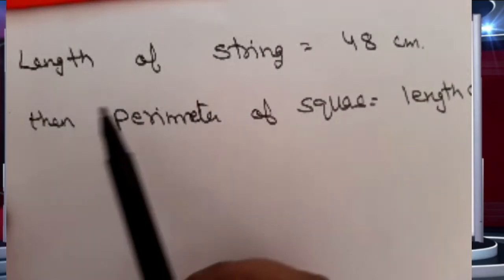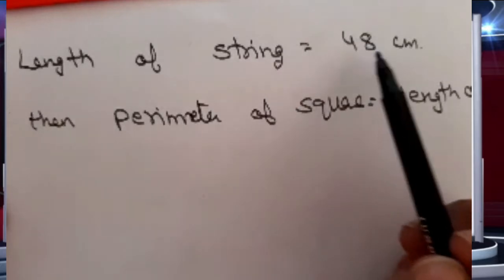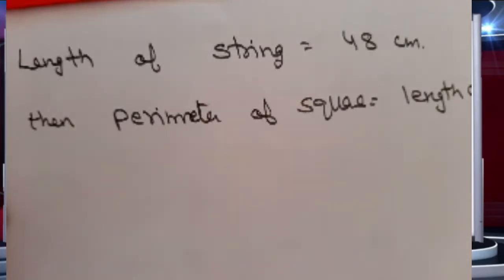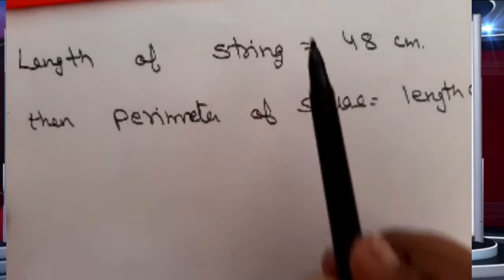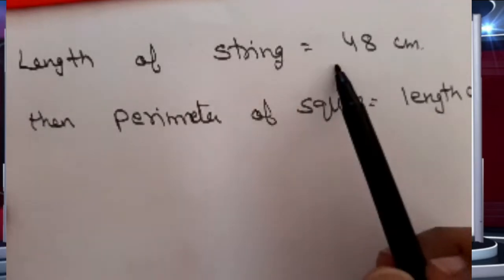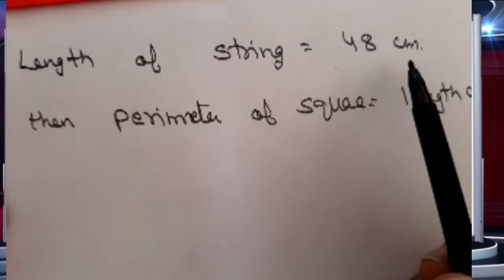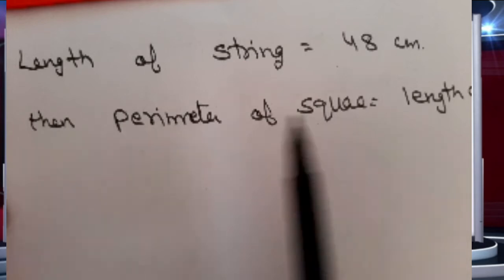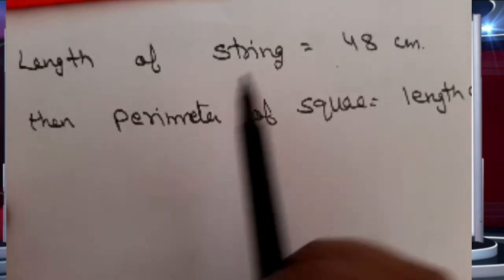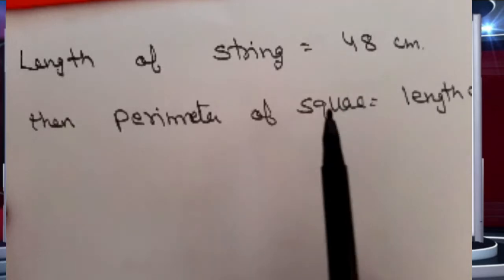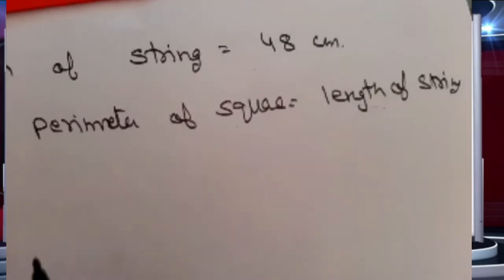See students, here the length of the string is given 48 centimeter. First of all, with this 48 centimeter string, you have to form a square and find out the length of each side of the square. Here the length of the string means the perimeter of the square is 48 centimeter, because perimeter means the outer boundary. So perimeter of square is 48.